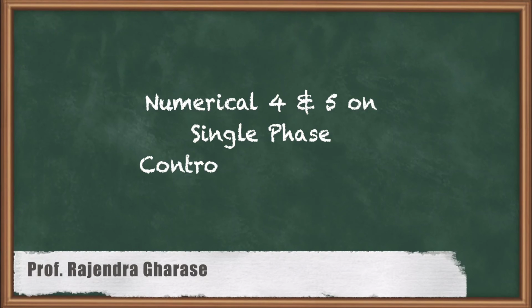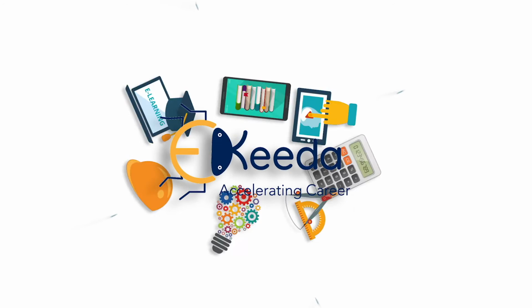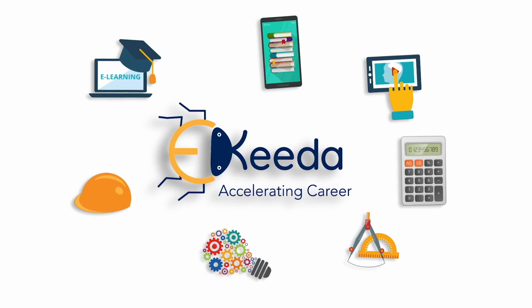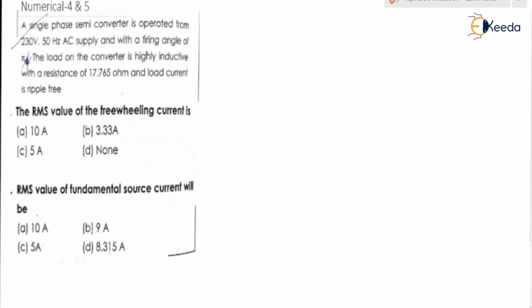Hello friends, in this video we're going to discuss numerical 4 and numerical 5 related to single phase controlled rectifiers. So here we have numerical number 4, and here it is the fifth one. It is a linked answer type question, a common data question. Here we have the common data for question number 4 and 5. So let us read the example.